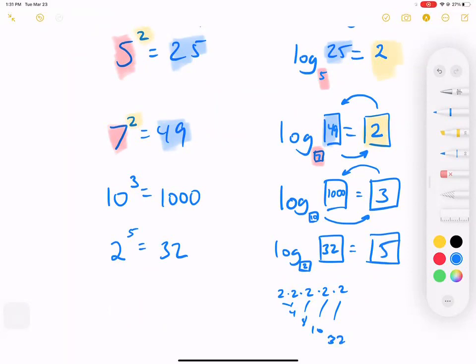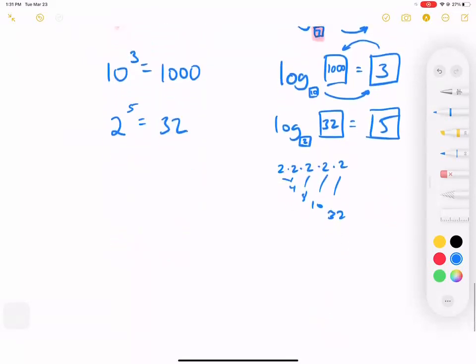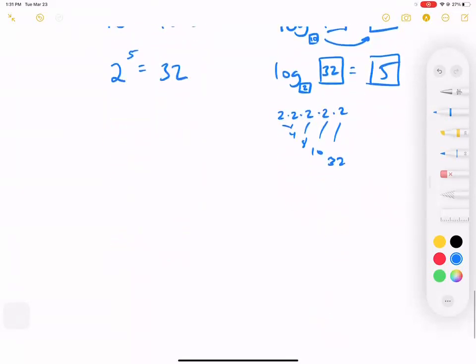So this idea of logs helps me find out what the exponent is. Now, I'm going to have you guys try this on your calculator. Whether you have a nice calculator or not, I'm going to teach you guys this new rule. This is what I call my calculator log.